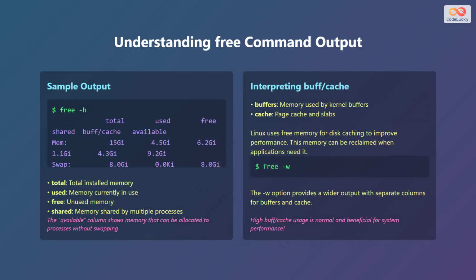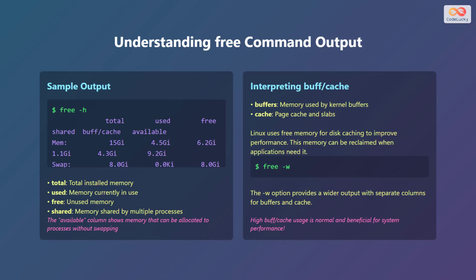Let's take a closer look at the output of the free command. Running free -h provides a summary of memory usage. The total column shows the total installed memory in the system. The used column indicates the amount of memory currently in use by processes. The free column displays the unused memory that is available. The shared column represents memory shared by multiple processes.